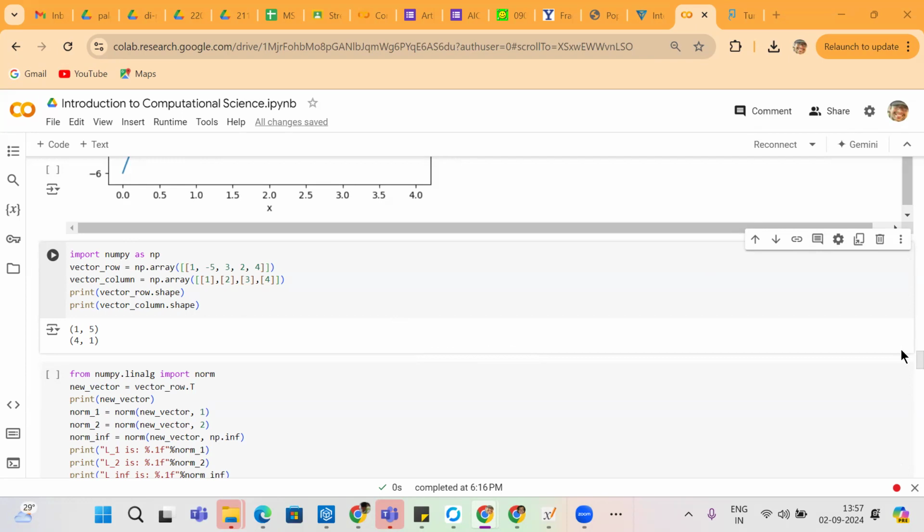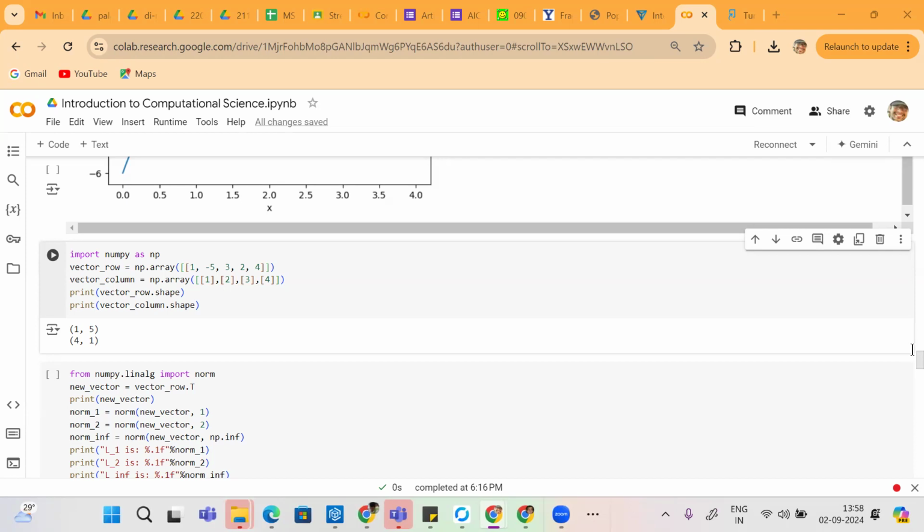See this part, import numpy as np. You always have to do that if you are on Colab. If you have installed Python, then it's fine. But if you are on Colab, you have to import numpy every time. Now I'm creating a row vector over here.